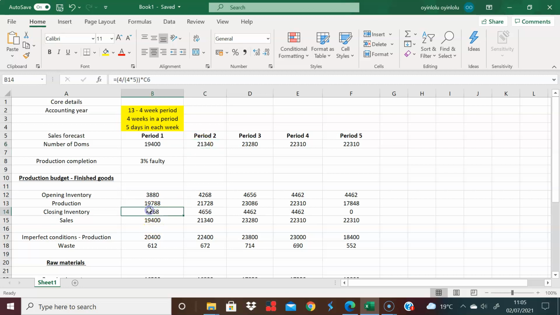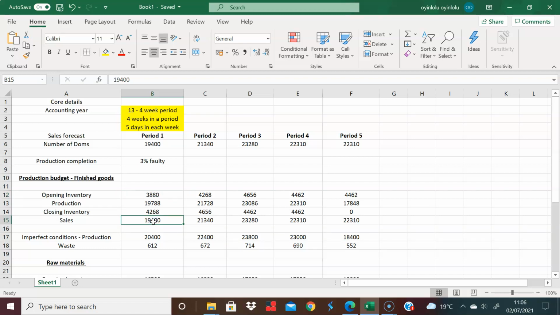So you can see here that I can calculate the closing inventory. The closing inventory for period 1 is 4 days from 20 days times whatever I intend on selling in that next period, and that works out at 426. So what's the story here? I'm going to have opening inventory. I want to sell these number of units.